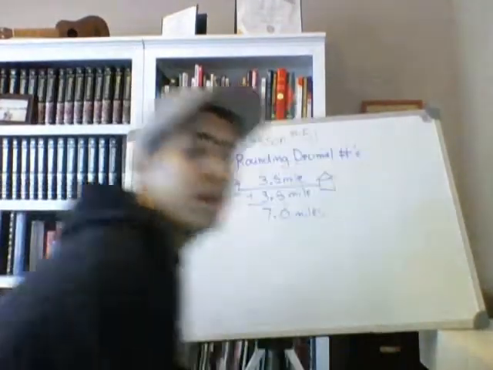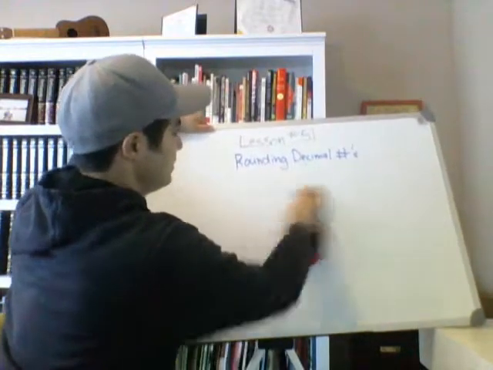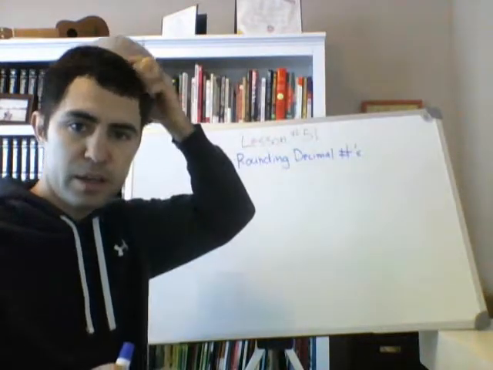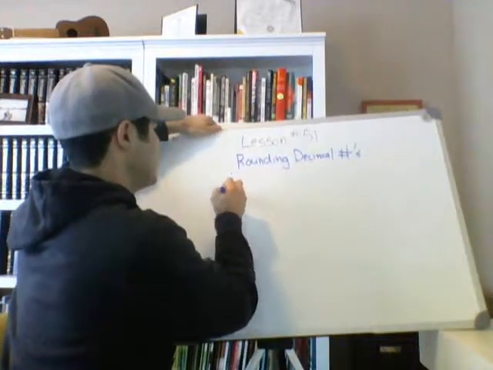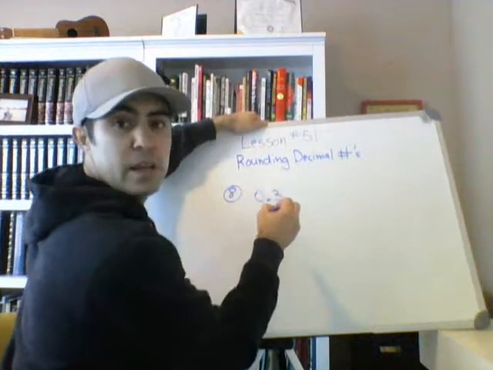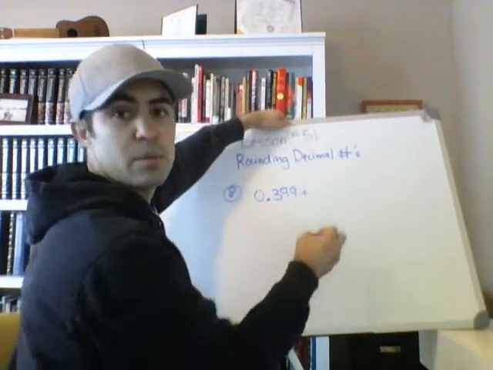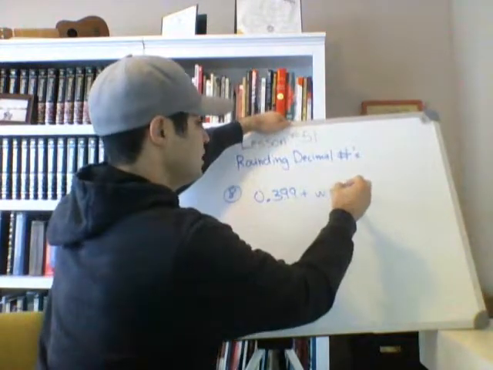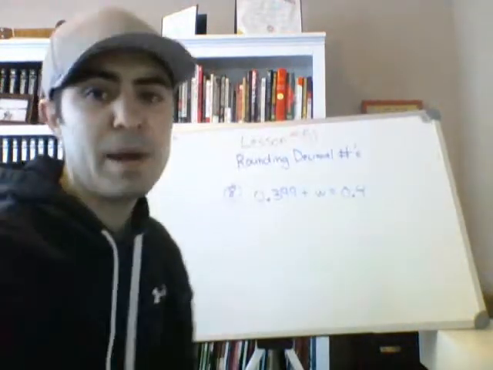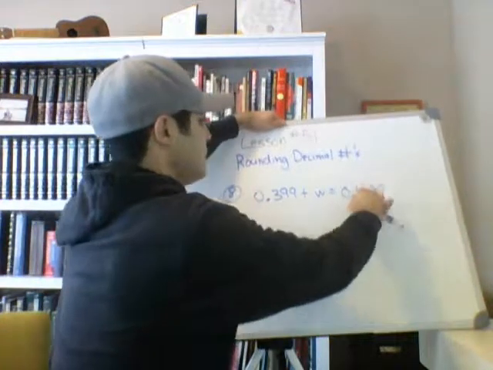Alright, let's do another one. Let's erase this really fast. Let's do number 8. Number 8 is an algebra problem. And then it's 399 thousandths plus some random number, W, equals 4/10. I would like to take this opportunity to add 2 zeros, so it's the same number of decimals.